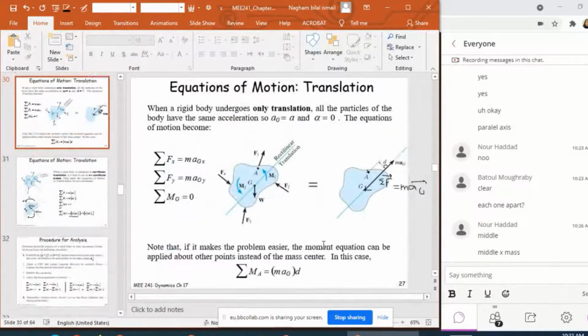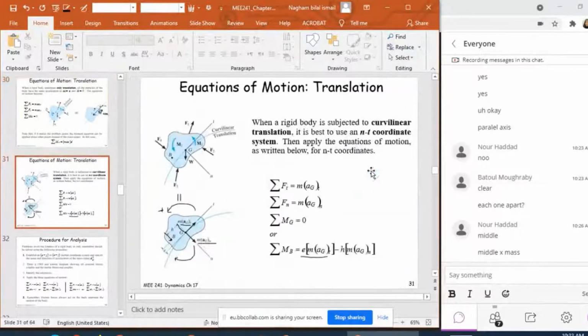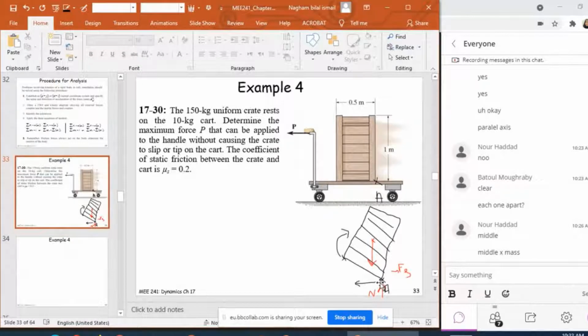In fact, as I said, if I have only a translation motion before the tipping, then the sum of moment around point A is equal to the moment of m times a, the acceleration, times the distance between this ma and this A, right? So if I want to do the sum of moment around A, I'm going to put it equal to 0, because I have to find P that can be applied without causing the slip or tip, just before this slip or tip. All right, so right now it will not occur. This slipping or tipping will not occur. I'm gonna do this just before the slipping. So what is the sum of moment?